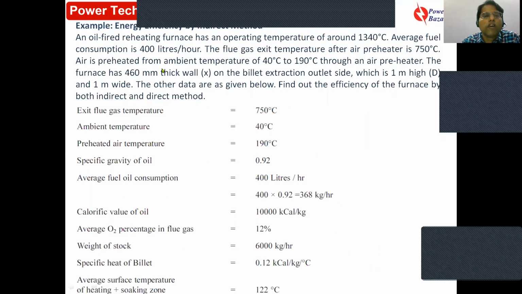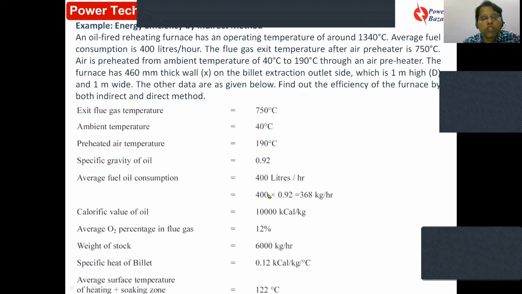Now let us do these examples. An oil-fired reheating furnace has an operating temperature of 1340 degrees Celsius. The average fuel consumption is 400 liters per hour. Remember, this is in liters, it is not in kg. We have to convert it to kg by multiplying by density, so I have multiplied by 0.92. 0.92 is the density of furnace oil, which we can remember.